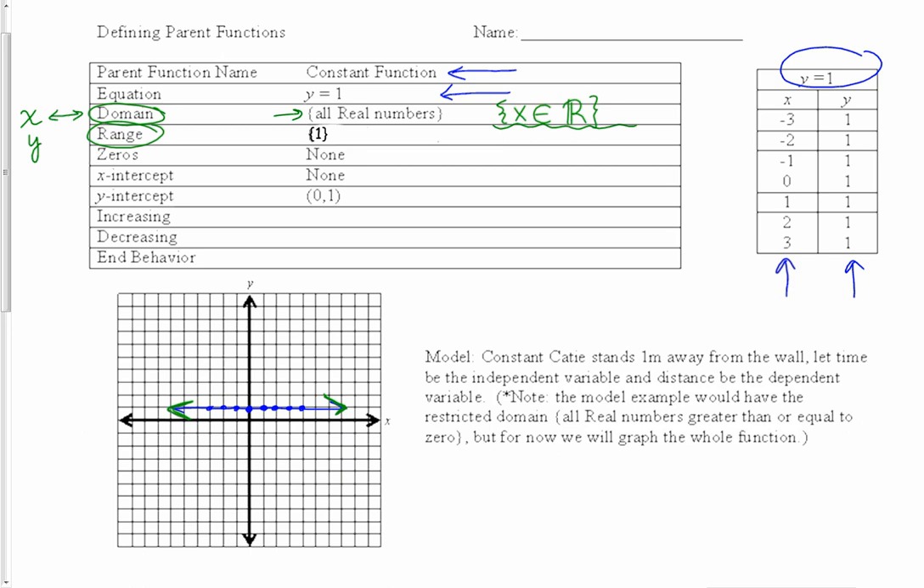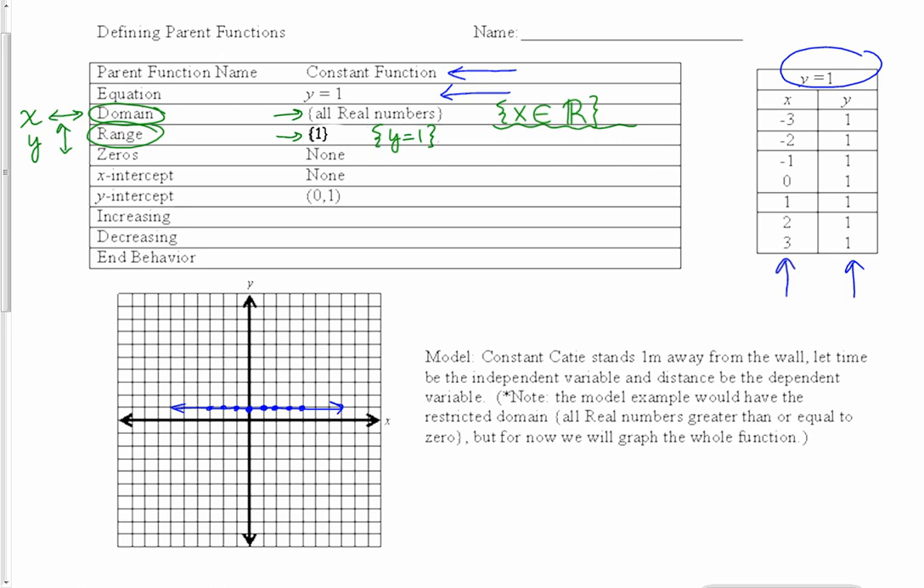How about the range? Range is the possible y values, so that goes in the up and down direction. As I look up and down on this graph, the only y I ever have is right here at y equals 1. So my range is just the number 1. I also could write that by saying y equals 1 in the curly brackets. Either way is fine.